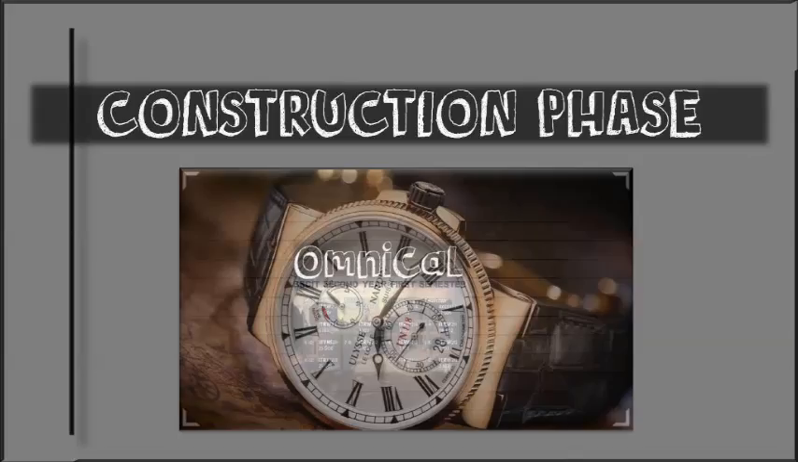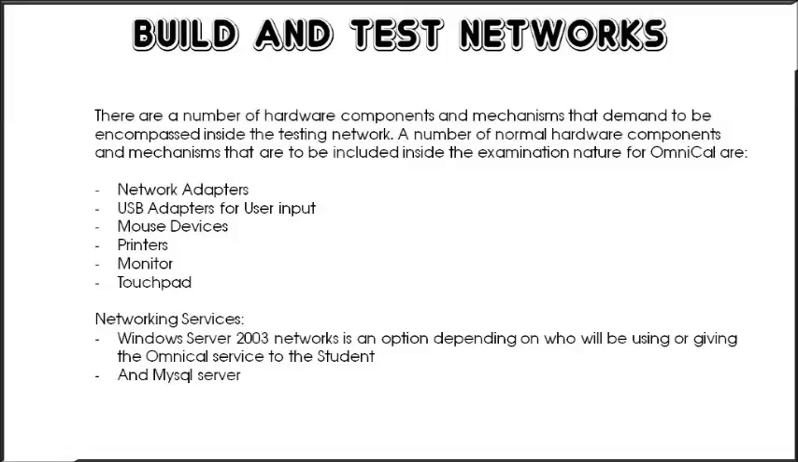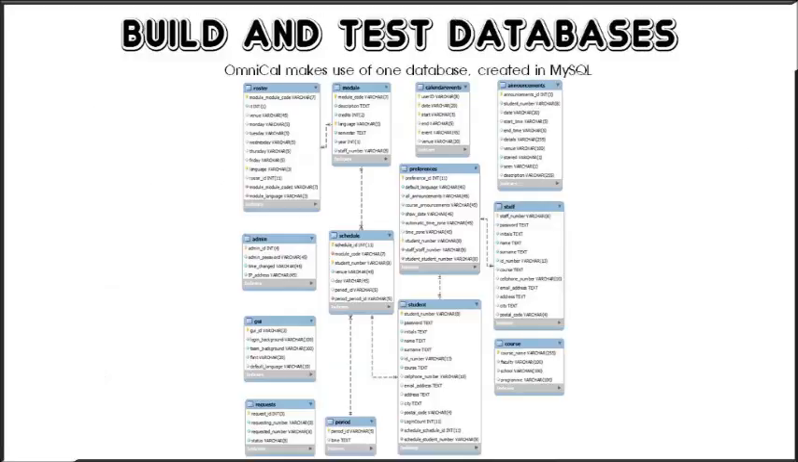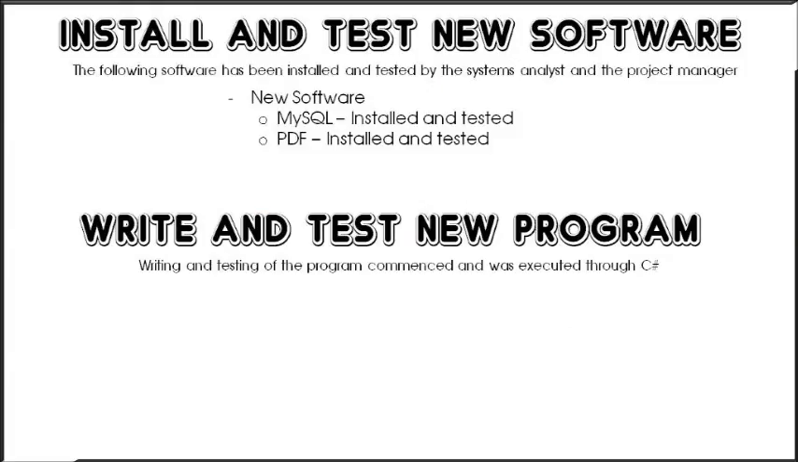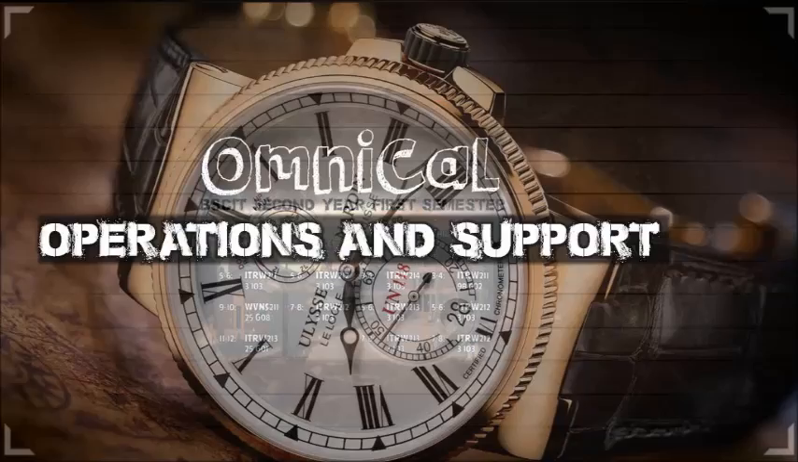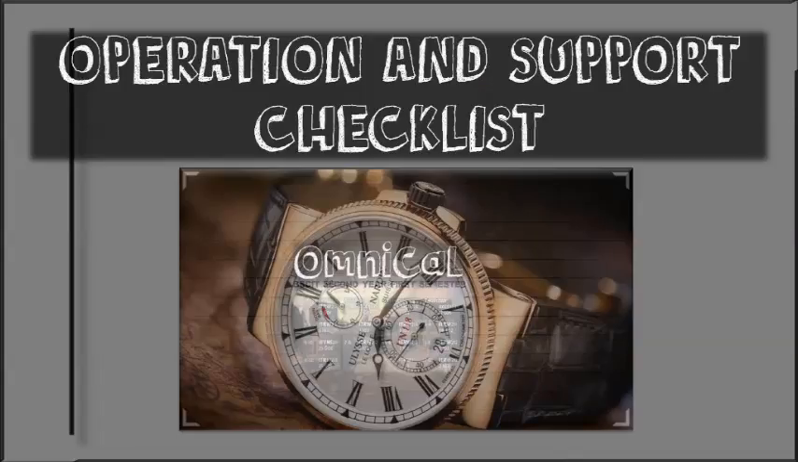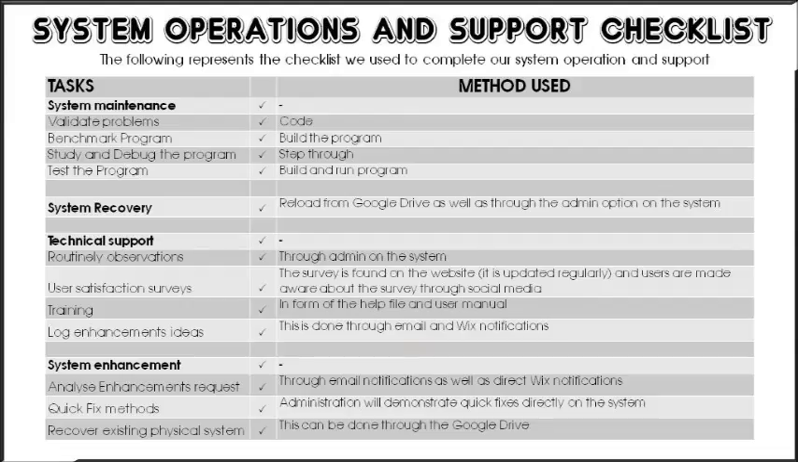The construction phase. Build and test networks. Omnical makes use of one database created in MySQL. Here we have the install and test new software. Here we write and test new program. System operations support. Here we show the checklist that shows the implementation of system operations support.